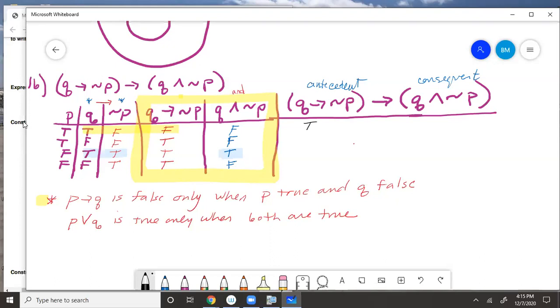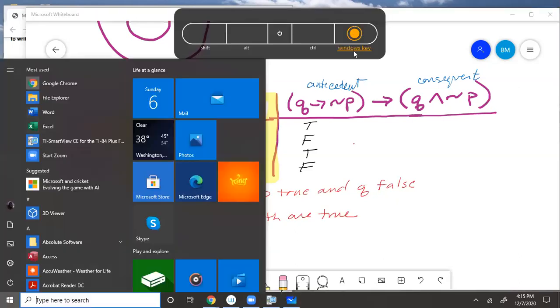When the first part is true and the second part is false, that's what? False. Yeah. And when they're both true, it's true. Sorry. And then when the first part is true and the second part is false, that is false. Excellent. We're done. Good job. Okay.